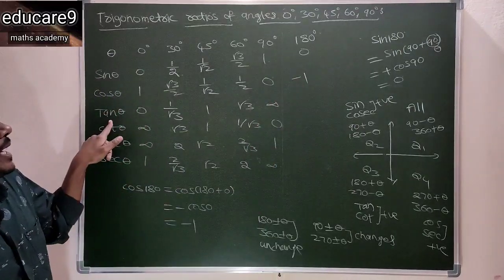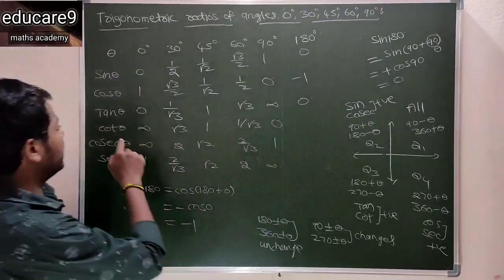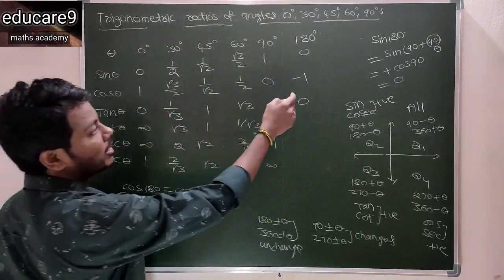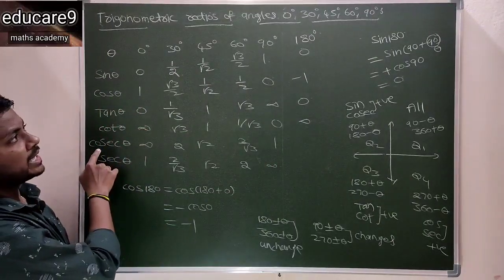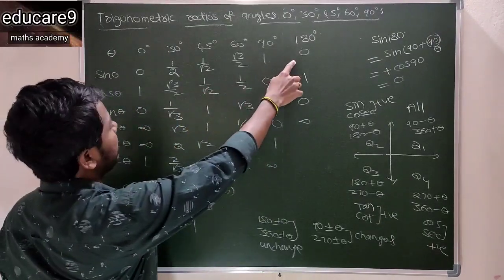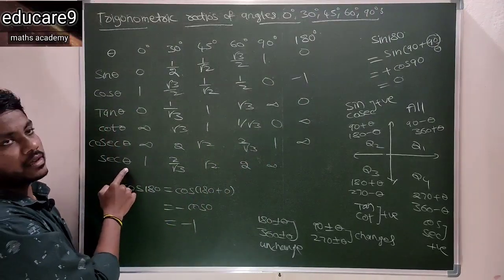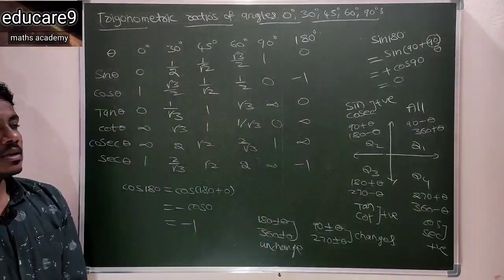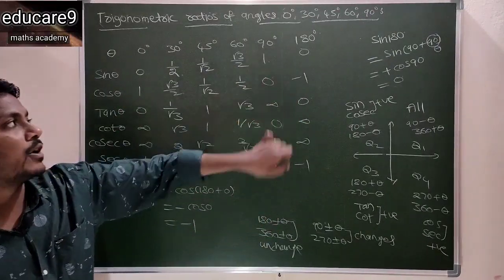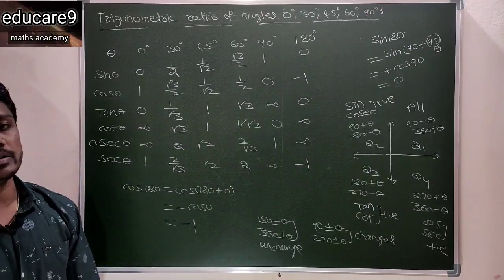How to get tan 180? Sin by cos, that is 0. Next cot is 1 by 0, undefined. Cosec 180 is 1 by sin 180, undefined. Sec 180 is 1 by cos 180, that is minus 1. So these are the values of the trigonometric ratios of 180 degrees.